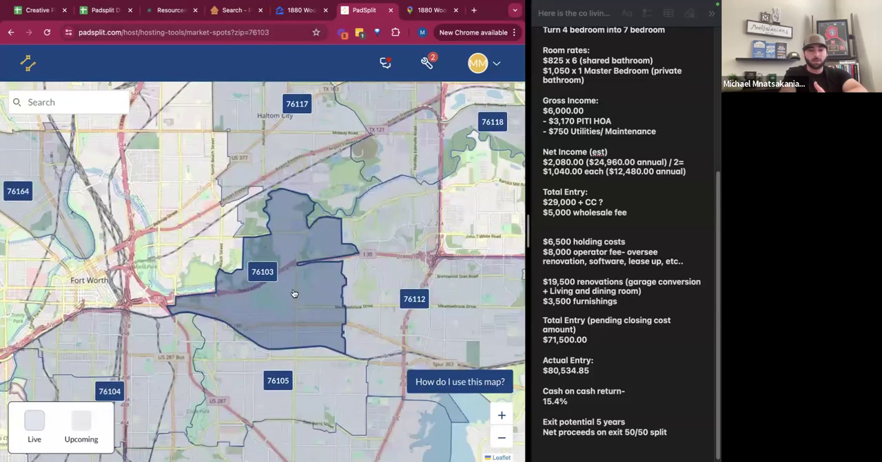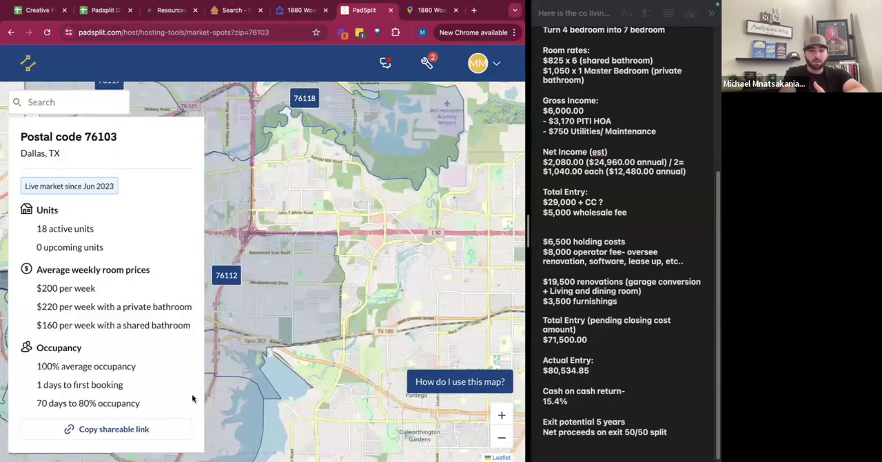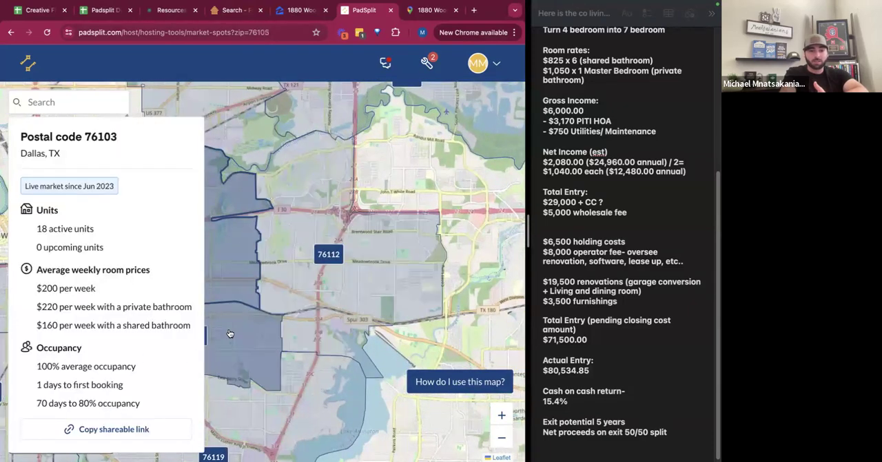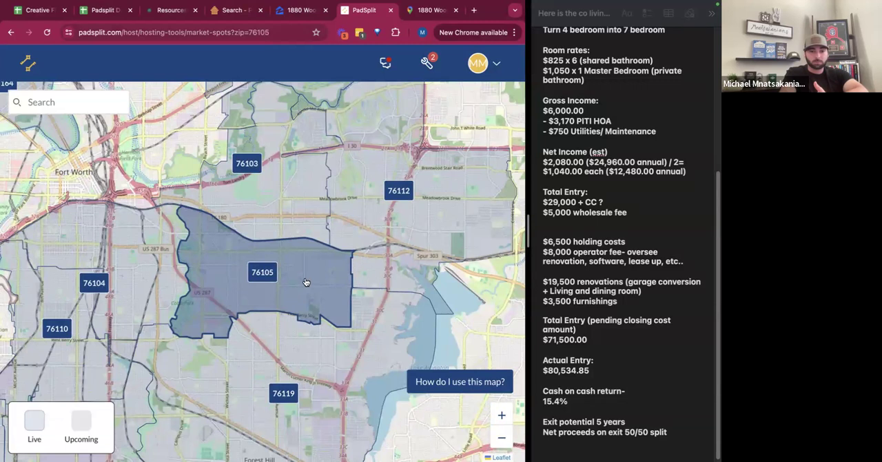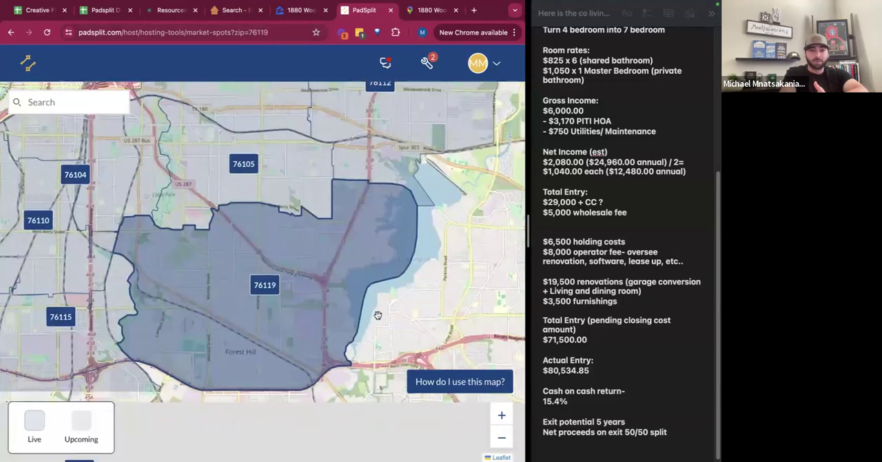I'll say this zip code, right, we said was 100% average occupancy. This one's 85%.